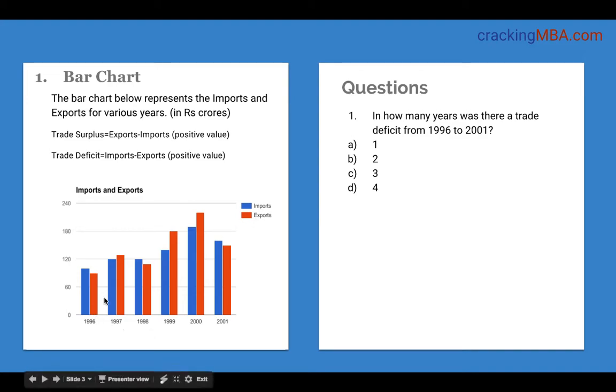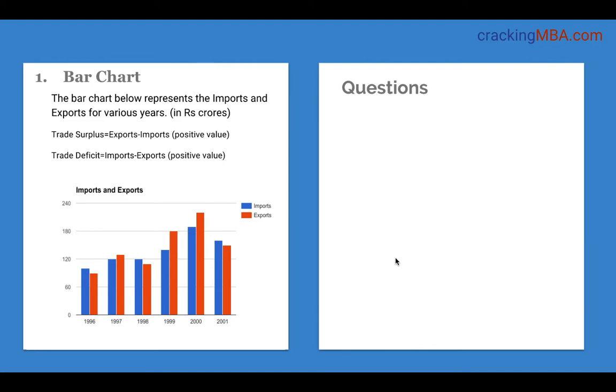So we can just observe the pattern and we find that 96, yes, there is a trade deficit. 97, no. 98, yes. 99, no. 2000, no. 2001, yes. So just by visually comparing the data, you can analyze and come to your conclusion. The answer for this is 3 years: 96, 98 and 2001. So the answer is option C.